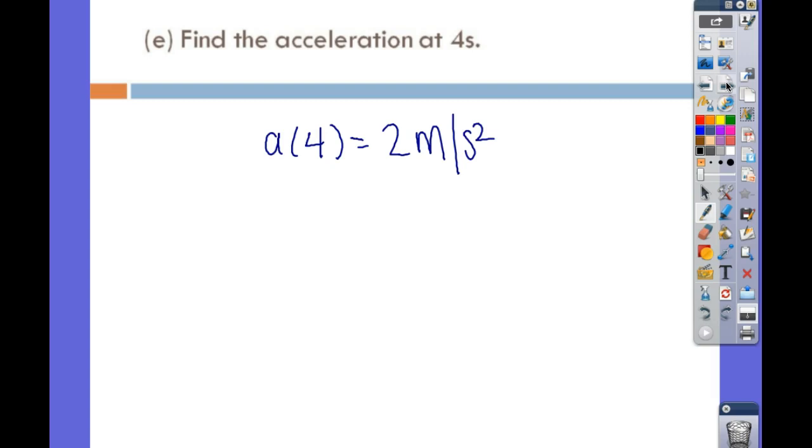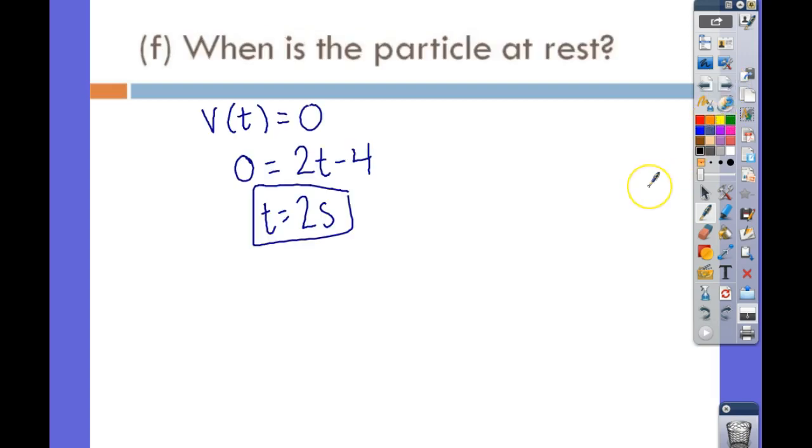So again, a lot of what we're doing in these problems is kind of like going back to algebra. We're solving for variables. We're looking at quadratics. We're looking at functions. So when the velocity is 0, we have 0 equals 2t minus 4. Solving for t, we get t equals 2 seconds.